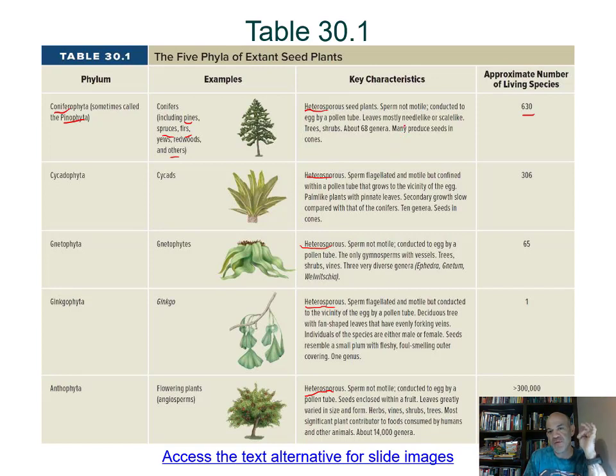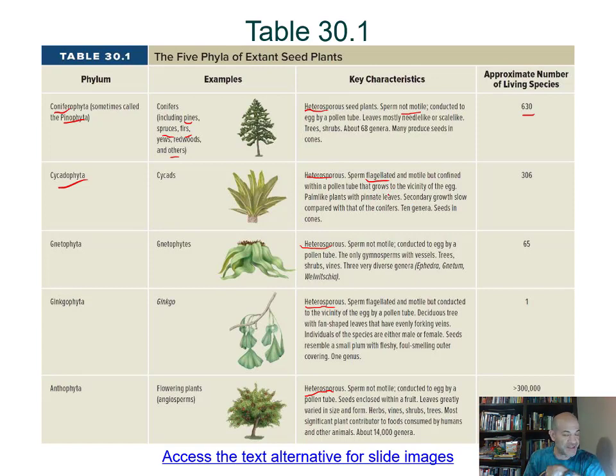However, some groups do have motile sperm. So here we have non-motile sperm. The sperm is delivered by the pollen, and the pollen grows a pollen tube to take the sperm to the egg. Here in the cycads have a flagellated sperm, but that flagellated sperm is not free to go anywhere. It's stuck within the pollen.